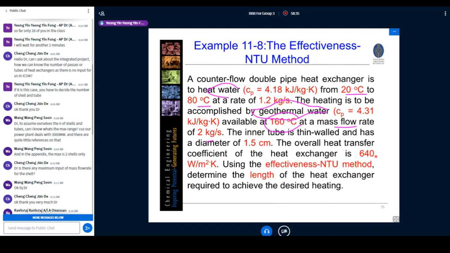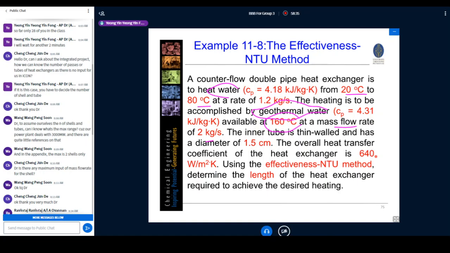Okay, students, you need to do some analysis. The question is asking you to determine the L. Okay, I always encourage you all to call out the equation. Effectiveness equals Q divided by Q max. Okay, and then you have the NTU, isn't it? Effectiveness NTU, whereby NTU is UAs divided by C min, right? Of course, you have the capacity ratio, C min divided by C max.